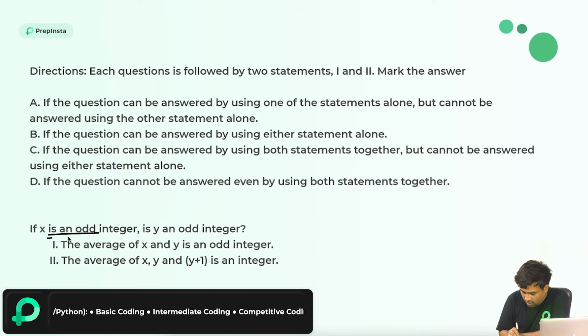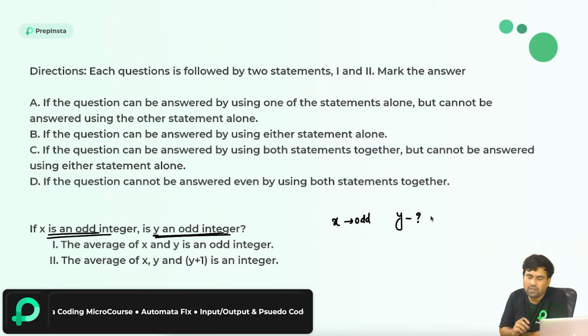If x is an odd integer, is y an odd integer? So x is already an odd number. We need to find whether y is odd or even, or whether it's odd or not. You need to find whether yes or no. That's it. Okay, just look here. The average of x and y is an odd integer.